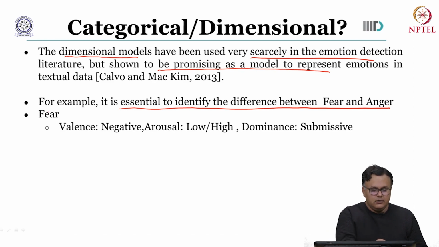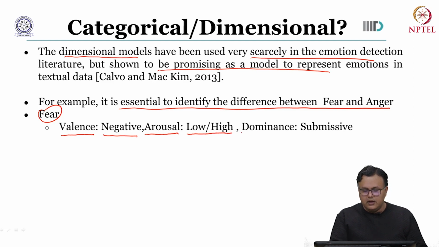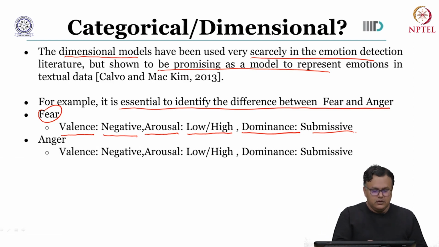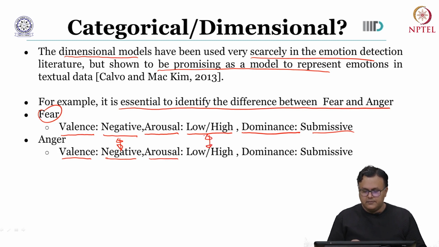Now, when you look at fear, with respect to its representation on the valence axis, fear is negative, and on the arousal axis, the intensity is low or high. And when you look at the dominance axis, fear is submissive. Now, compare that with the anger emotion. On the valence axis, it is negative, so this is the same as fear. On the arousal axis, it could be low or high intensity, and on dominance, it is submissive.